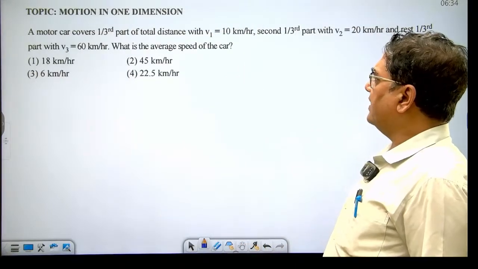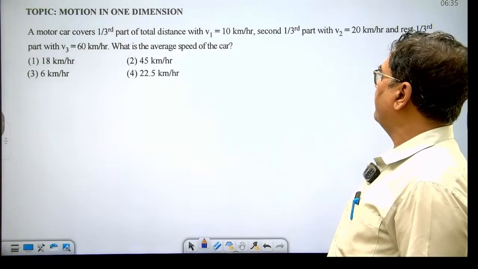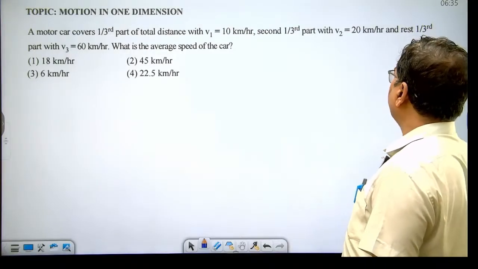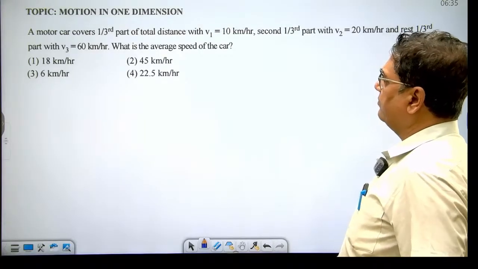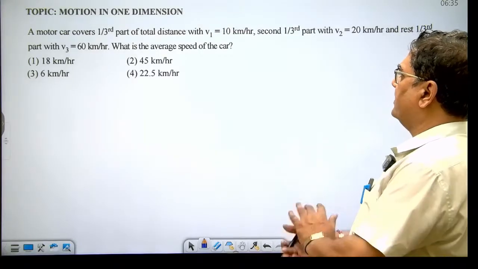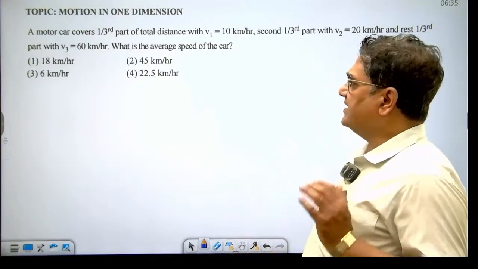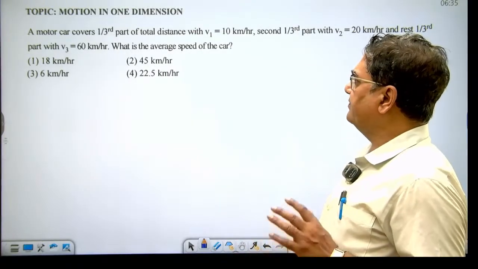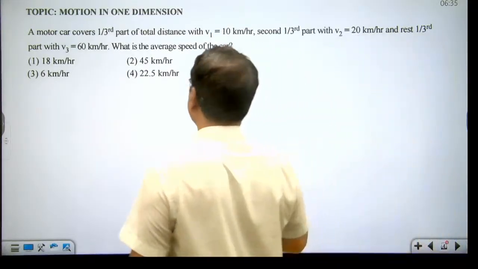A motor car covers 1/3 part of the total distance with V1 equal to 10 km per hour, the second 1/3 part with V2 equal to 20 km per hour, and the rest 1/3 part with V3 equal to 60 km per hour. What is the average speed of the car?